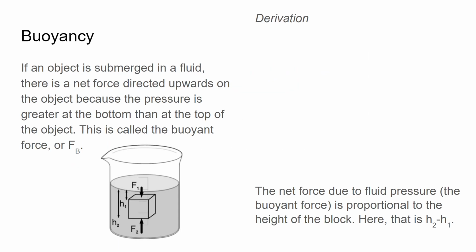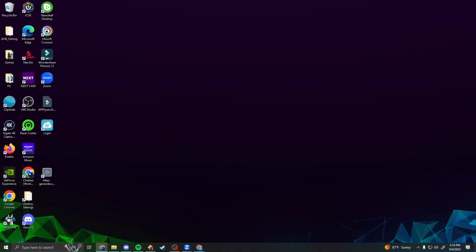So if an object is submerged in a fluid, there's going to be a net force directed upwards on that object because the pressure is greater at the bottom than at the top of the object. And that is what we call buoyant force, which we are going to derive because I know how much we love deriving things.